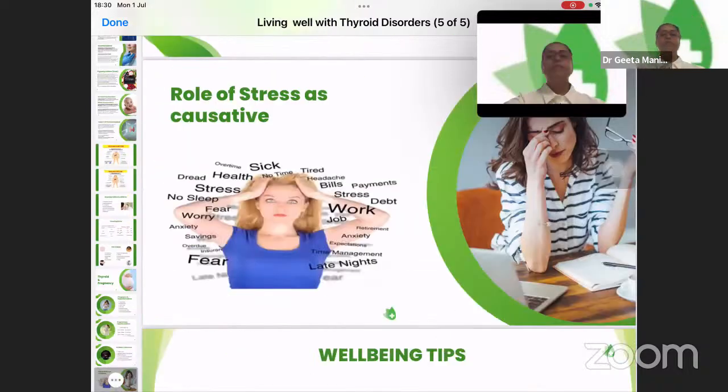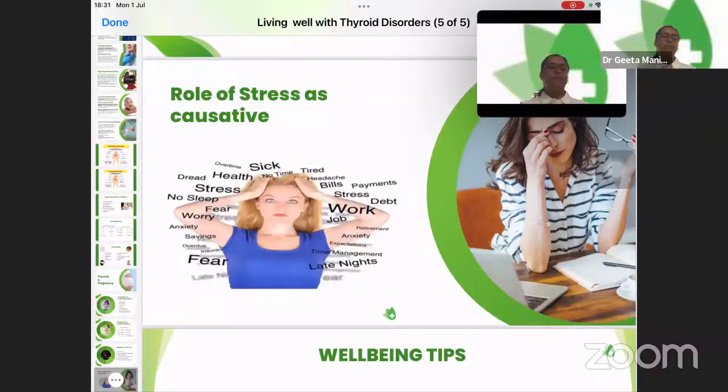Role of stress. Stress is one of the important causes of thyroid disorders. If you are sick, if you don't have enough time, if you are overworked, you have health issues, fear, stress, you don't sleep well, you are very tired, you have constant headaches, there is workload, work-related stress, stress at home, late nights, time management is not proper, or there's anxiety, there's fear, all these things usually contribute to increased stress.